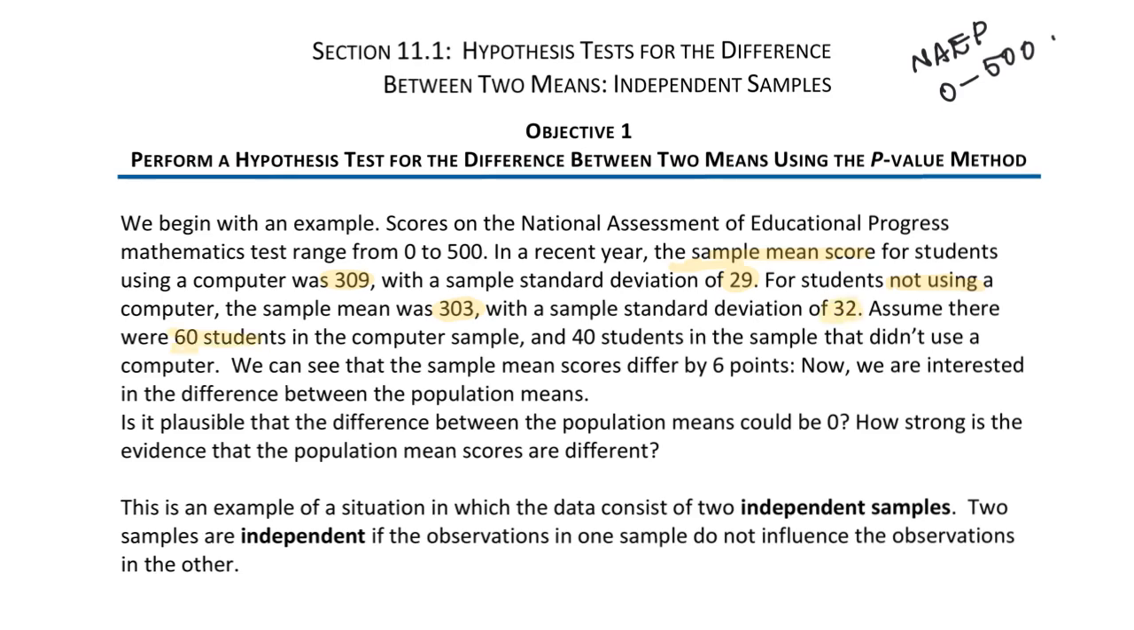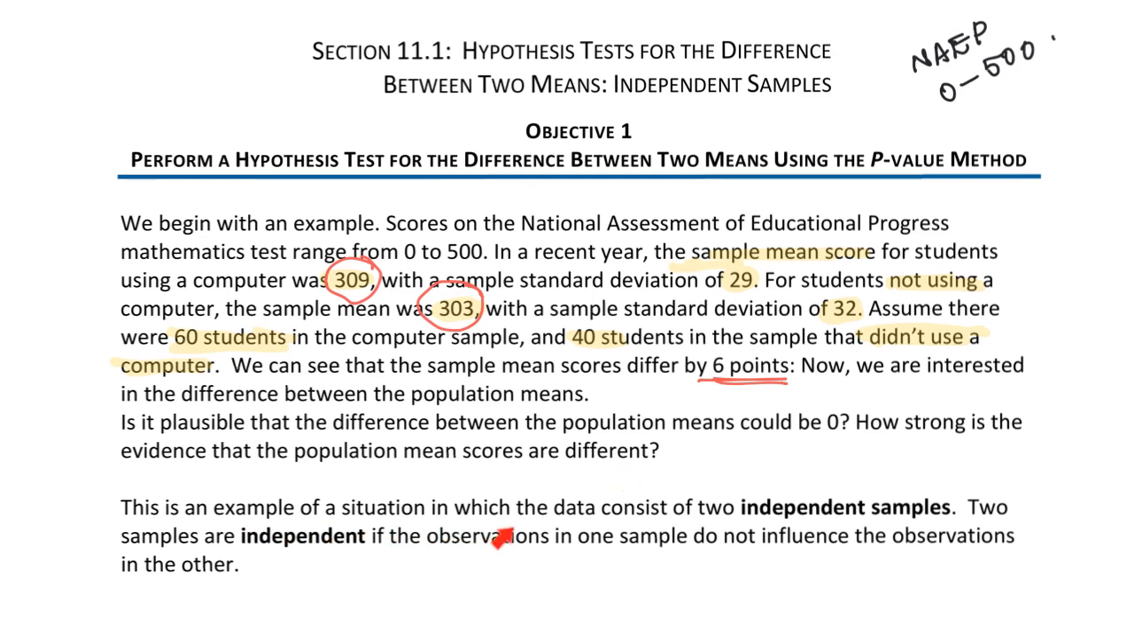Assume there are 60 students in the computer sample and 40 students in the sample that don't use a computer. We can see that the sample mean scores differ by 6 points: 309 minus 303, that is 6 points. Now we are interested in the difference between the population means. Is it plausible that the difference between the population means could be 0? How strong is the evidence that the population mean scores are different?